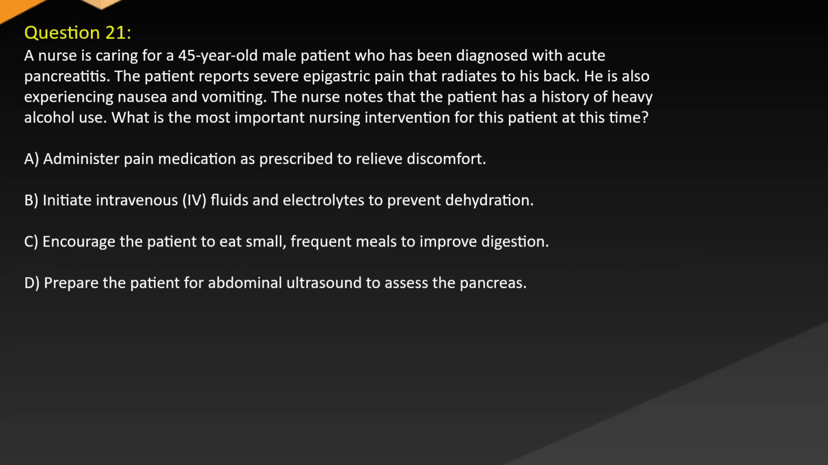Question 21. A nurse is caring for a 45-year-old male patient who has been diagnosed with acute pancreatitis. The patient reports severe epigastric pain that radiates to his back. He is also experiencing nausea and vomiting. The nurse notes that the patient has a history of heavy alcohol use. What is the most important nursing intervention for this patient at this time?